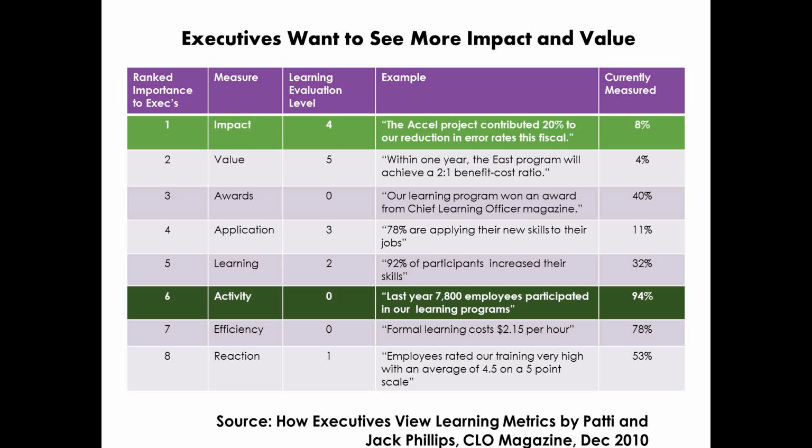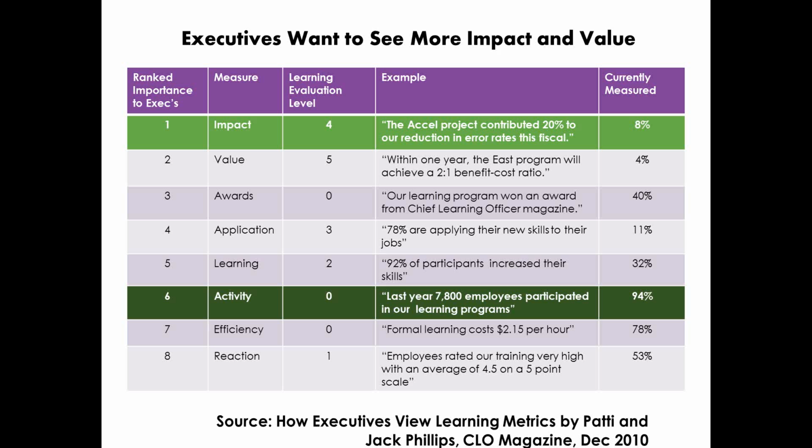And by the way, this hasn't shifted much in 4 years. The organizations still aren't doing a particularly good job of this. But executives' most important thing was impact. They wanted to see the actual impact of learning and development programs on the bottom line. But only 8% of organizations were doing that. The 5th level, which is what Phillips contributed, was value, and only 4% of organizations are doing that.